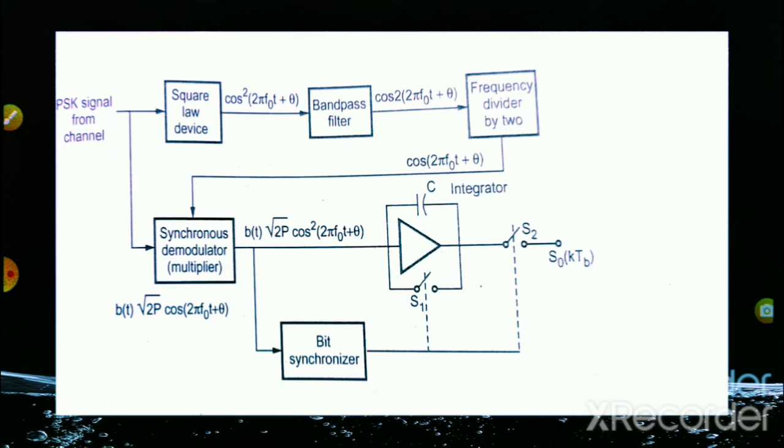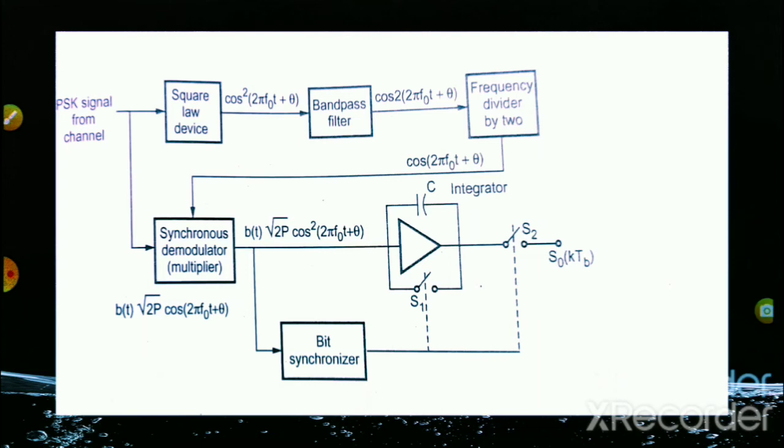Next one, the coherent reception of the PSK signal, which consists of the following. First, the PSK signal from the channel goes to the square law device, then it is applied to the bandpass filter, frequency divider by 2, synchronous demodulator multiplier, bit synchronizer, then the integrator.